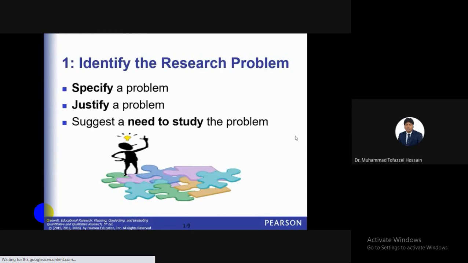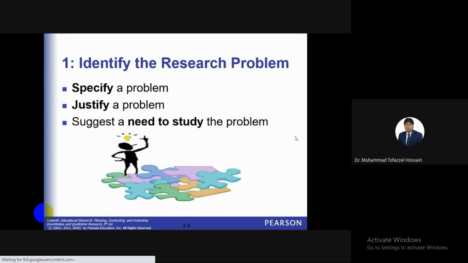Does the problem matter? There are many problems in our life that do not matter. In that case, we are not eager to solve the problems. Yes or no? We do not care for those problems. But if the problem is very crucial, in that case, we are eager to solve those problems. Yes or no? Yes. So you have to specify the problem and justify the problem as a problem, that it needs to be solved.